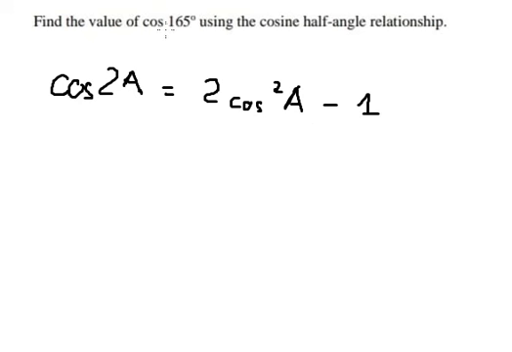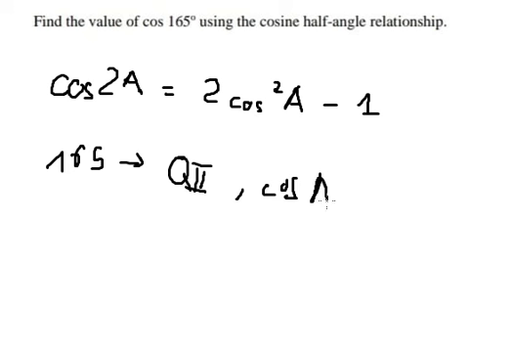We know that 165 is in here. That is in quadrant number 2. In quadrant number 2, the cosine of this should be a negative number. Now, we want to find the value of cosine of 165 degrees in here. So, we put 165 in here.